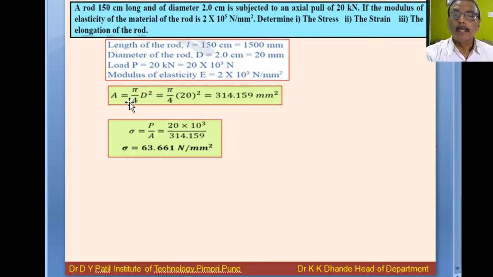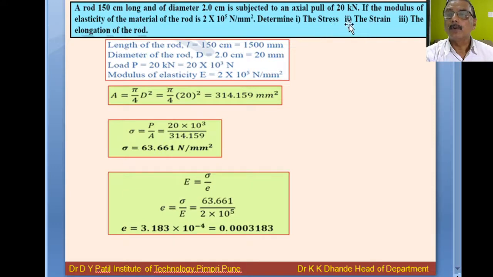Now area is known, load P is known, so we can calculate sigma, that is stress. Stress is equal to P by A, load upon cross sectional area. Load is given 20 into 10 raised to power 3, we have put this value here. Cross sectional area we have calculated 314.159. After calculations you will get sigma is equal to 63.661 Newton per mm square. That is our first answer.